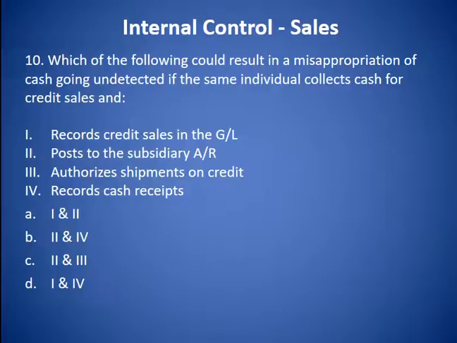So if an individual collects cash from credit sales, what other two combined duties along with that would allow them to collect cash, and the collection of cash would most likely go undetected? So again, look at the combinations of duties. Stop your video, and when you've made your selections, restart the video and take a look at the answer to question number 10.